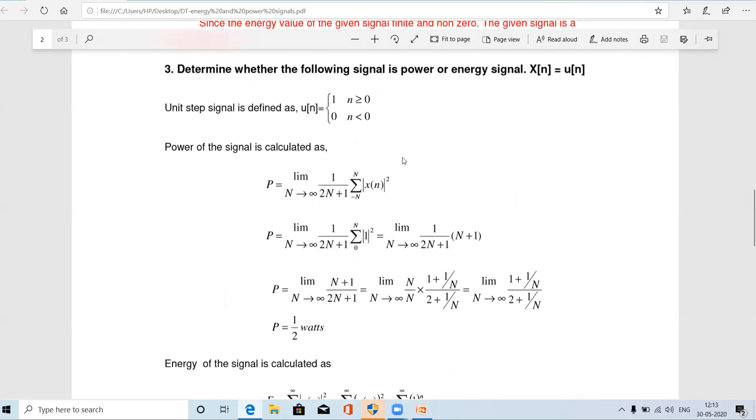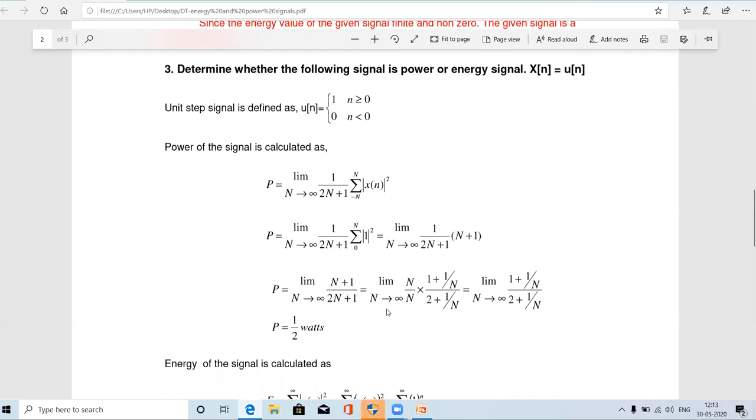And you see the third problem: determine whether the following signal is power or energy signal. x of n equal to u of n. What is u of n? Discrete time unit step signal. Already in the continuous time problem, the u of t problem, we discussed. What is u of t? Continuous time unit step signal. So the continuous time unit step signal we proved as a power signal. Similarly, this discrete time unit step signal is also a power signal.